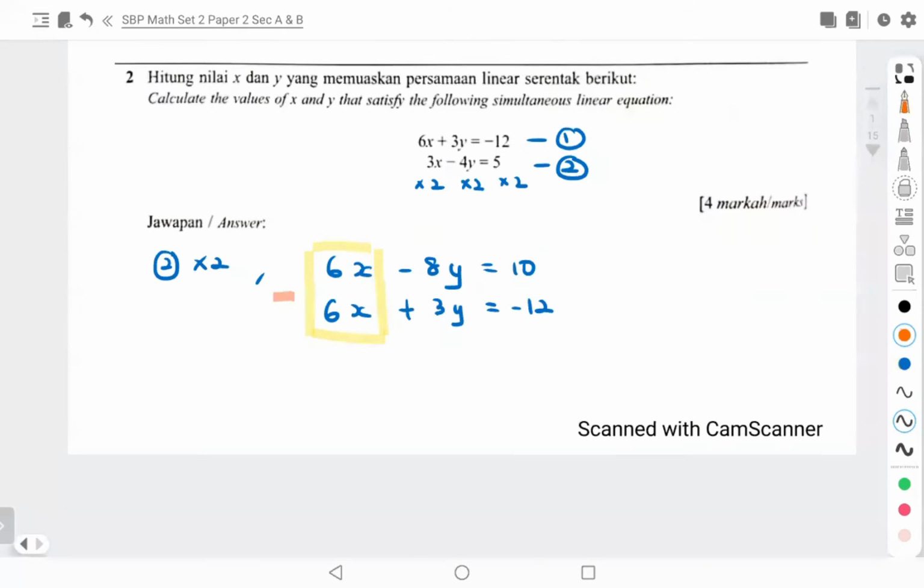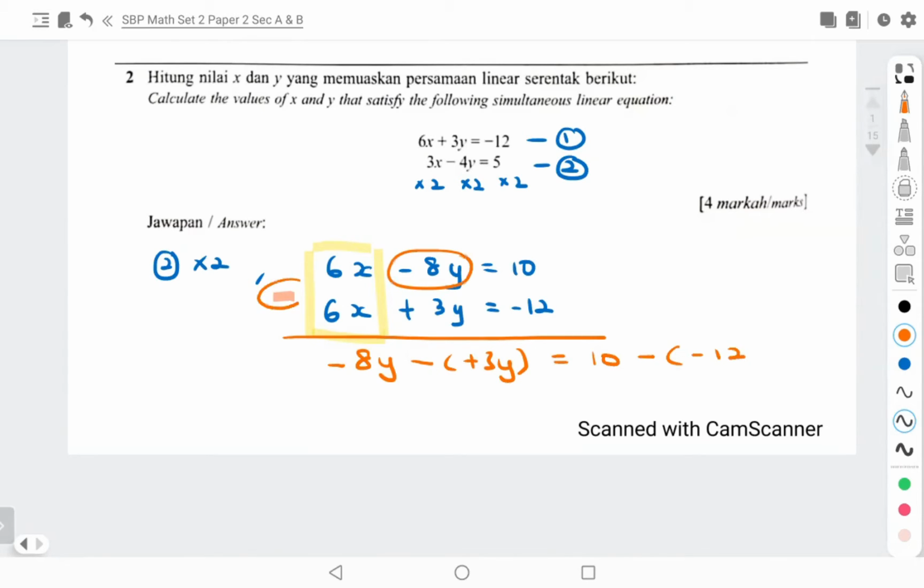Okay, you can just minus, then you do a line like this. Then you copy from the upper one, and then minus the second one. Copy means negative 8y minus positive 3y equal to 10 minus negative 12. So you go like this: minus negative 12. Then only you solve.